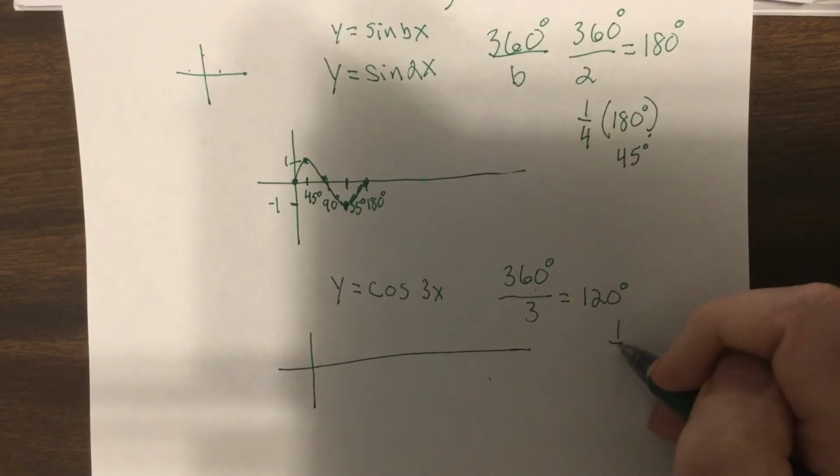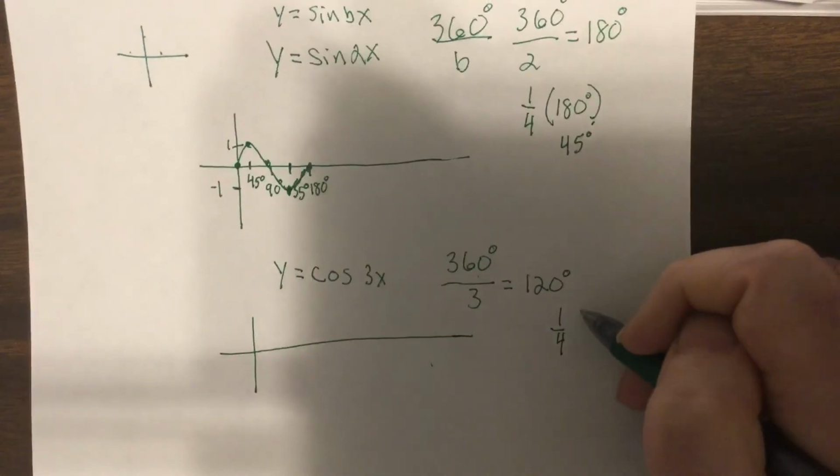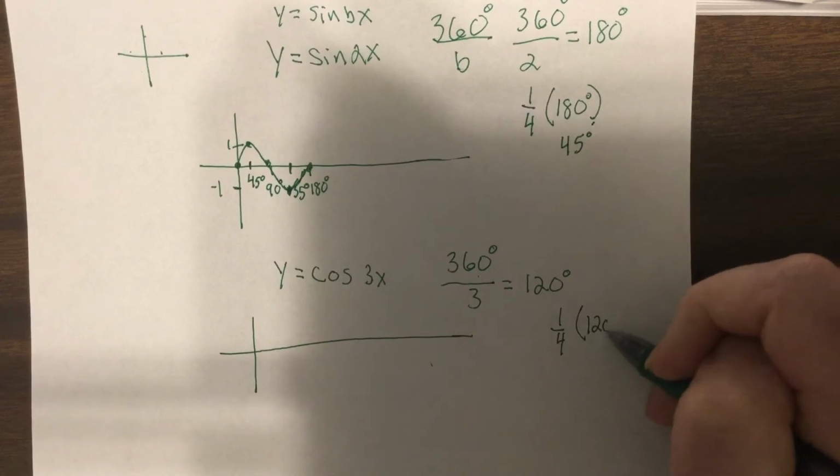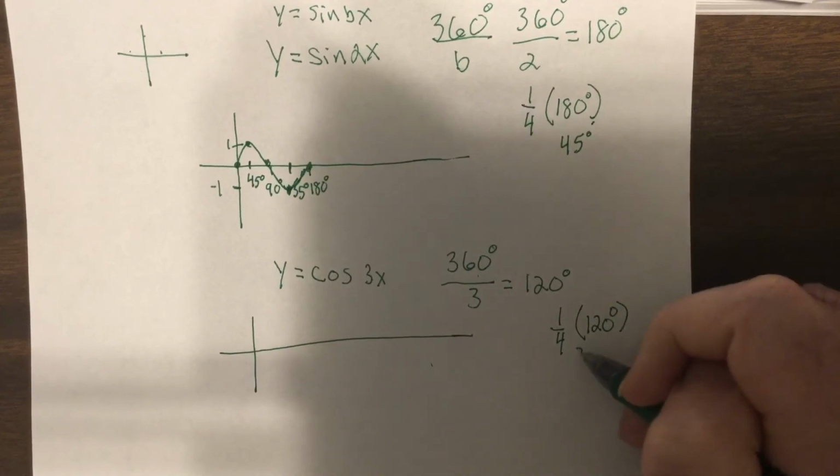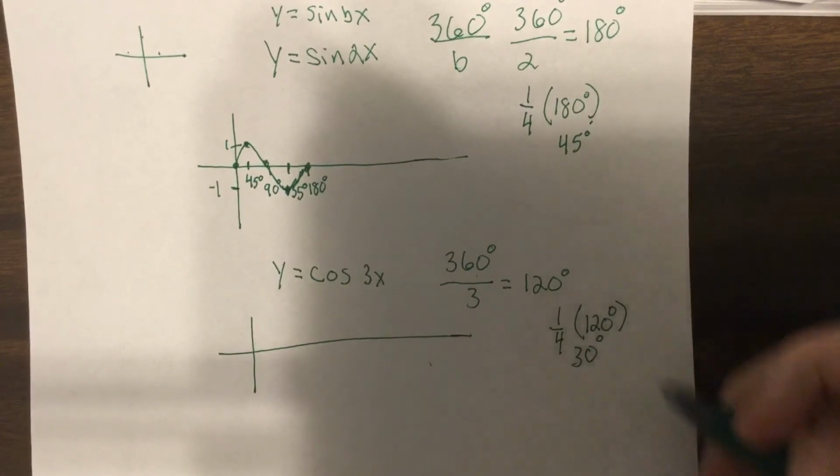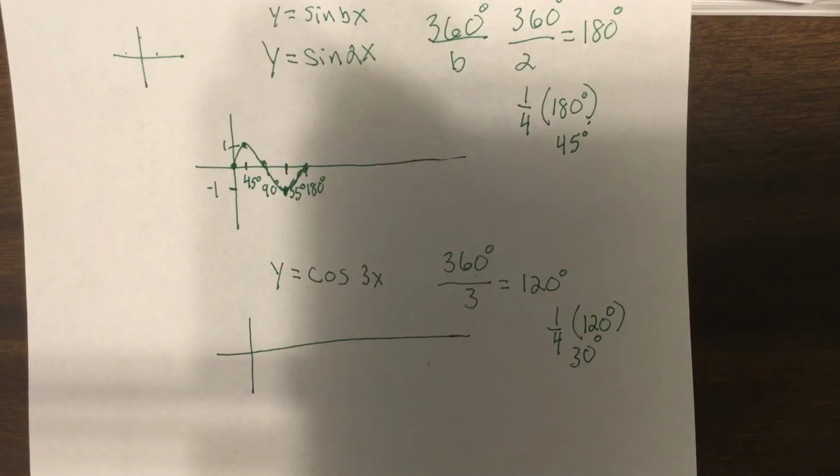Now, 1/4 of 120 is 30 degrees. So that means every 30 degrees, something important happens. So it stays in the same relationship as the original y equals sine x.